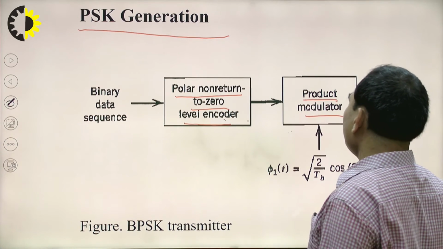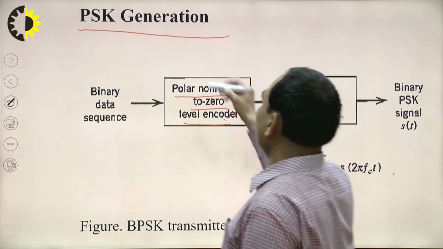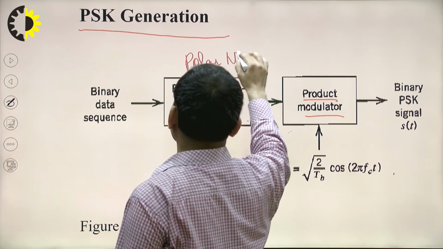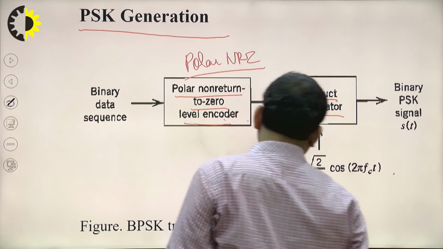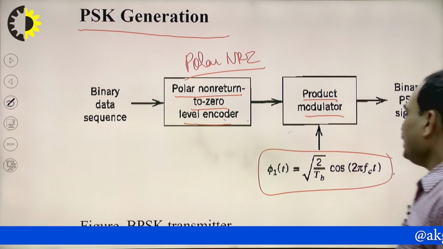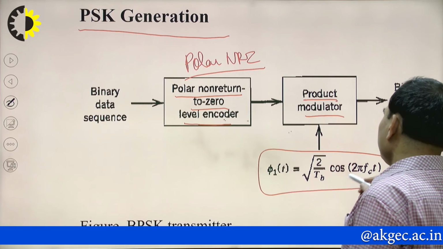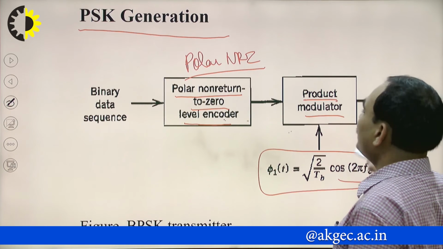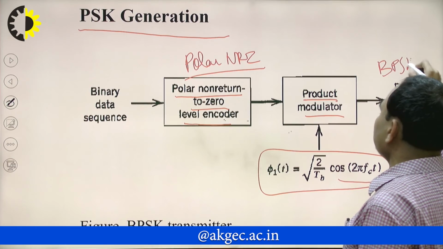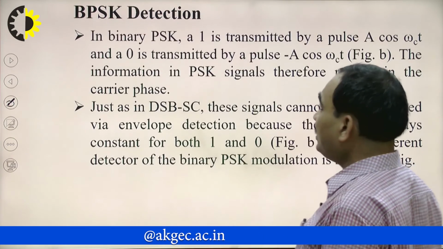In the product modulator, we are multiplying the polar NRZ encoder output with a basis function, that is phi1(t), given by the square root of 2/Tb times cos(2 pi fc t), and the multiplication will give you the BPSK signal. So this is the BPSK signal.